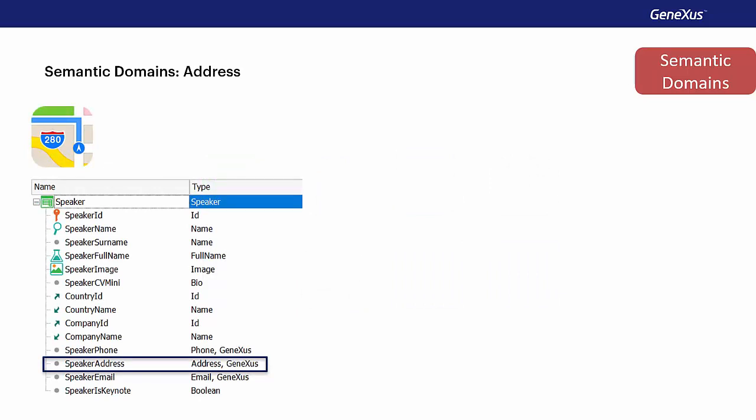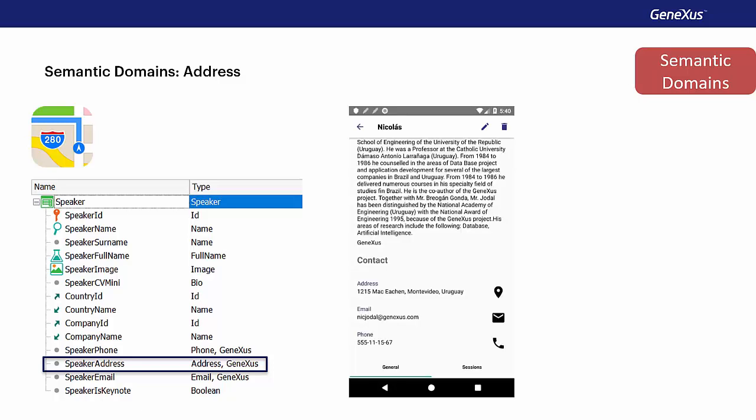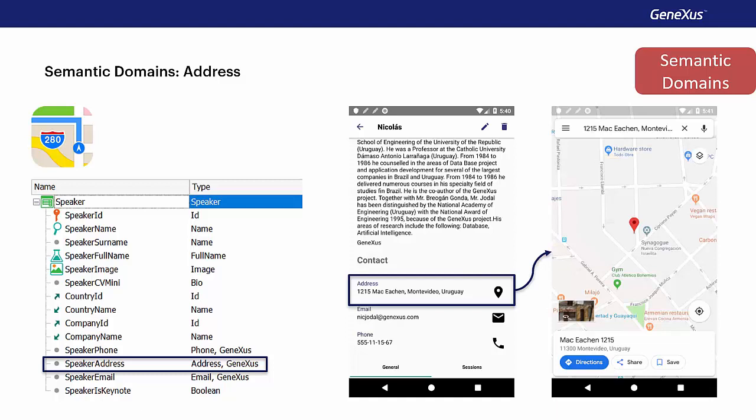For example, the address domain is used to store addresses. At runtime, if the attribute or variable defined over this domain is read-only, tapping on it takes us to the default map application installed on our device and shows that address. In the example, we can see the speakers view, and tapping on the address, since the attribute is based on the address domain, shows the map using Google Maps.